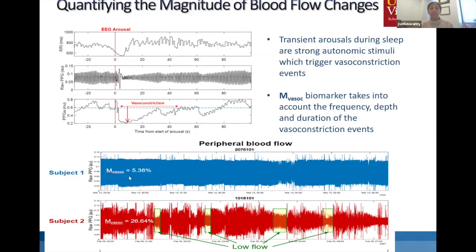For example, the first subject here, and this is a recording of a sleep study that's almost 8 hours, looking at the blood flow of the subject in blue, you can see that there's not as much change to the blood flow patterns. They seem quite consistent. So the mVasoc, or the vasoconstriction marker, is at 5%, as opposed to the subject here in red, who has a lot of changes in their blood flow patterns overnight and a lot of areas of vasoconstriction, and accordingly their mVasoc, or their biomarker, is high at 26%.